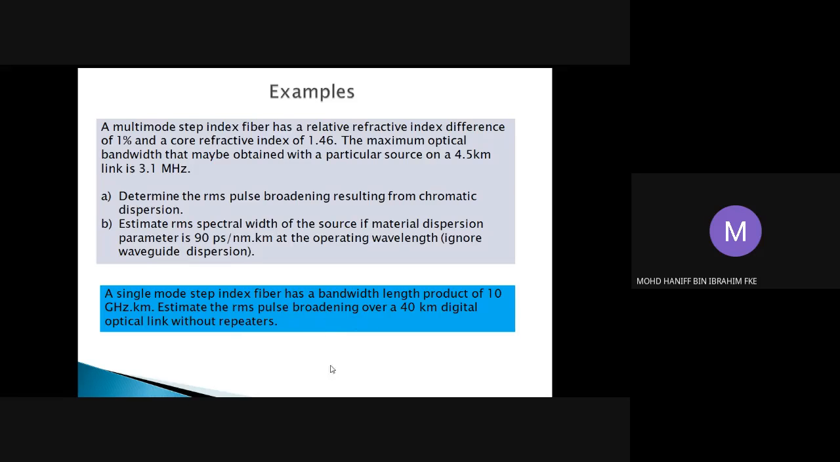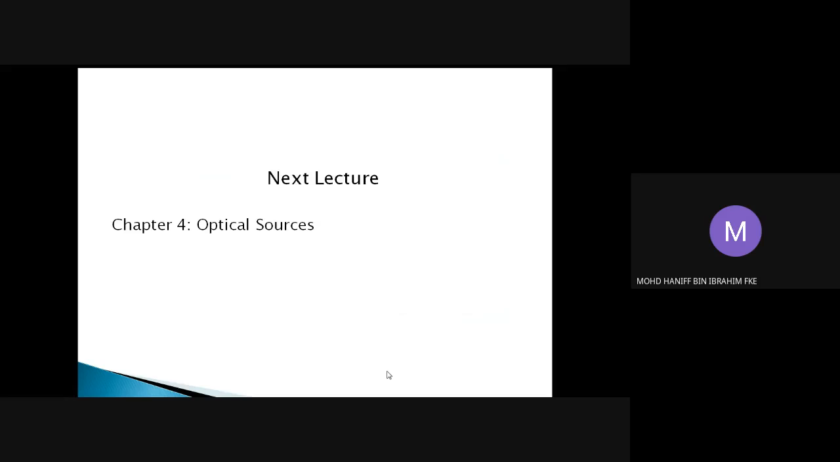The details of this solution can be obtained from the solution file, which will be given to you after the class. So that's the end of chapter 3. We have covered chapter 3 successfully. What we have done in the first 5 weeks of this course is understanding the optical fiber itself, the channel itself. We understand the fiber optic structure, how light propagates in the fiber, and what causes attenuation and dispersion in the fiber.